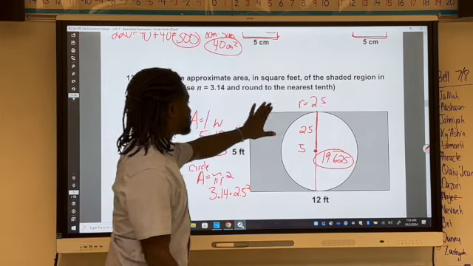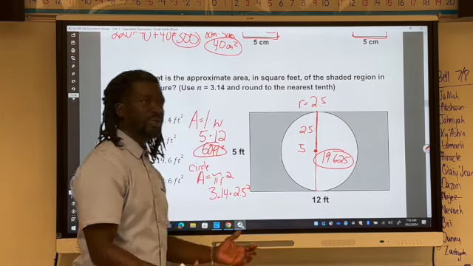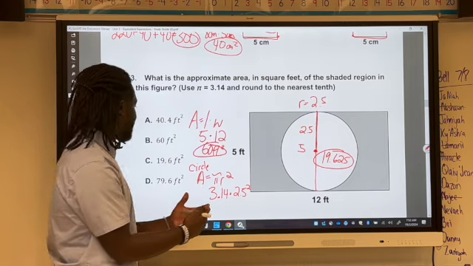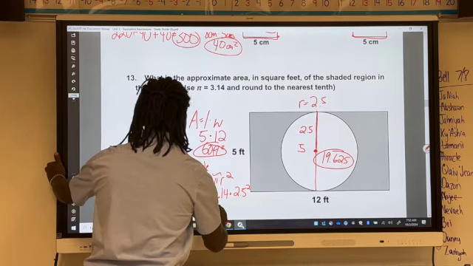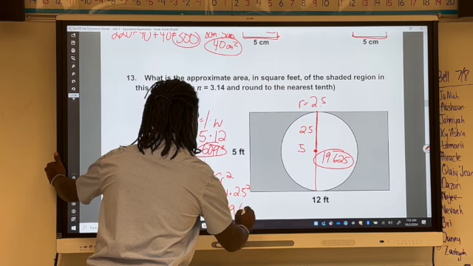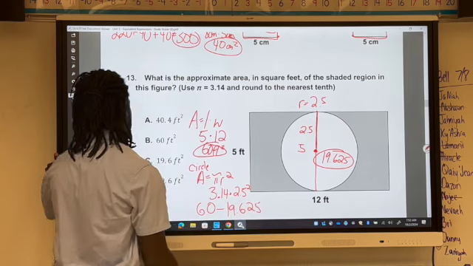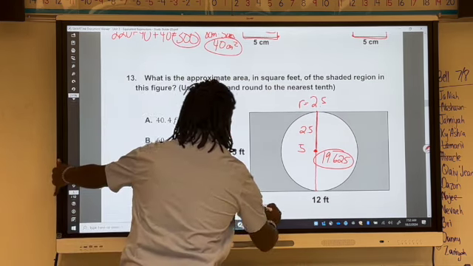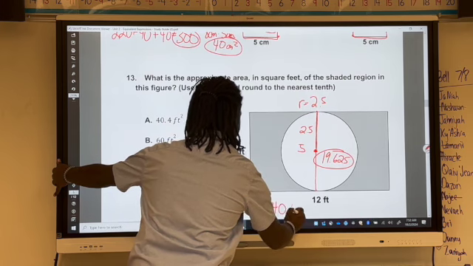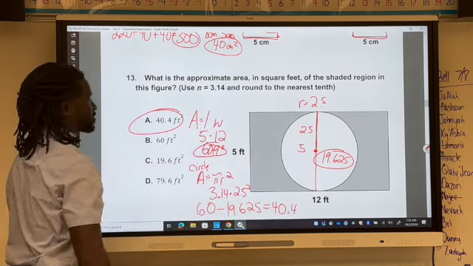And so to find the shaded region, what do I have to do? I don't add it, I have to subtract it. So I have to take the 60 minus the 19.625. And when I do that, I'm going to end up with 40.4. And that is the answer, okay?